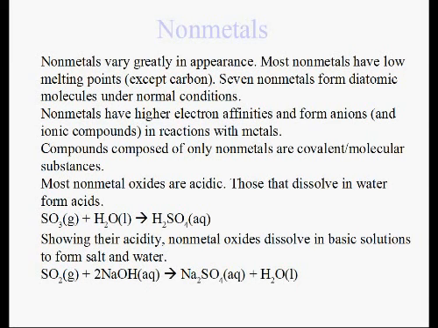Nonmetals have high electron affinities. That means that they readily form anions, negative ions, and this is especially true in reaction with metals. When we only have nonmetals combined with nonmetals, we form covalent compounds or molecular compounds. The oxides of nonmetals tend to be acidic.